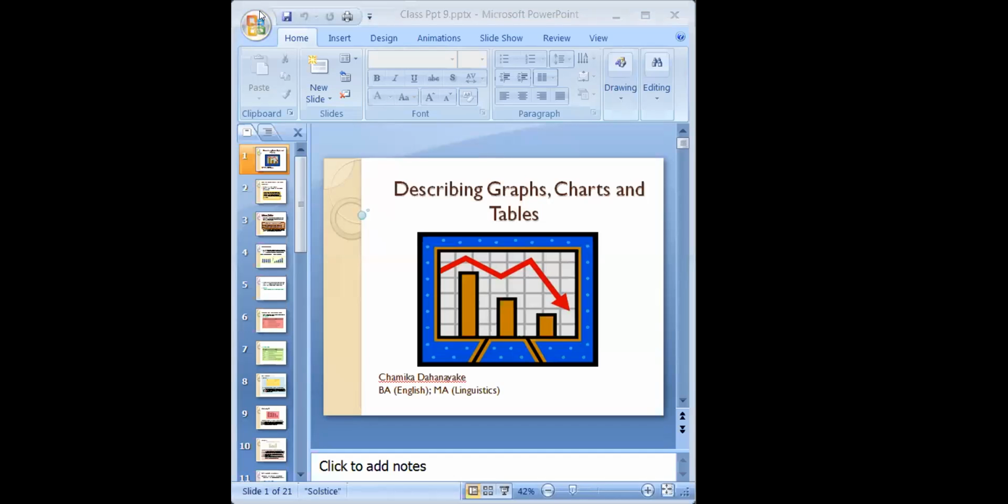Can you see the slides now? Yes, Miss, we can see the slides. Okay, I'm very sorry because I had to switch to the other one. Right, so I hope we can continue now.